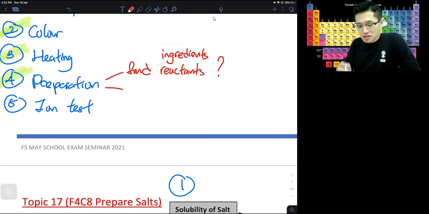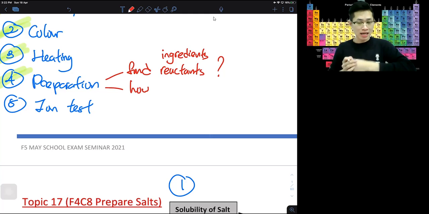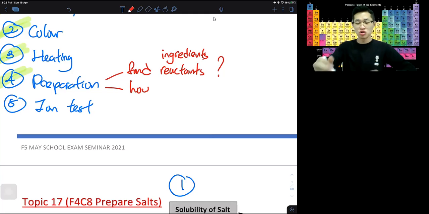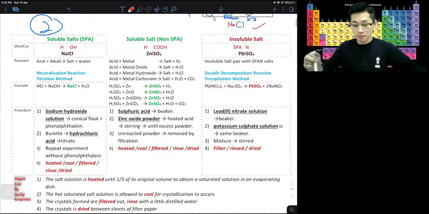And then another important part about preparation of salt is you've got to know how to do it. Let's say you make cake, you buy ingredients. How you make the cake? Do you need to put it into the oven? You do know. Okay, so this is preparation of salt. So we'll look at this part.